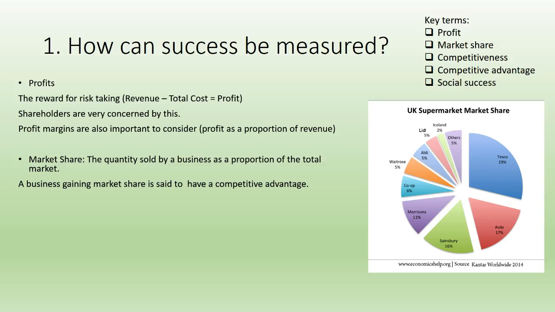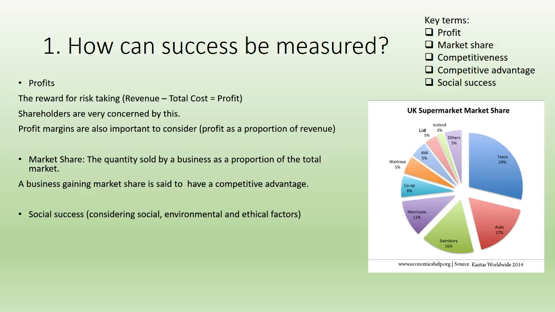Other measures, market share. This is to do with revenue really, or your proportion of revenue compared to the overall size of the market by revenue. So if you look on the right hand side, you've got the UK supermarket market share, Asda with 17%. That means they have 17% of the overall revenue in that market. So their revenue accounts for 17% of the overall sales in the market, whereas 29% of those sales are Tesco's. So a key measure of success for many businesses.